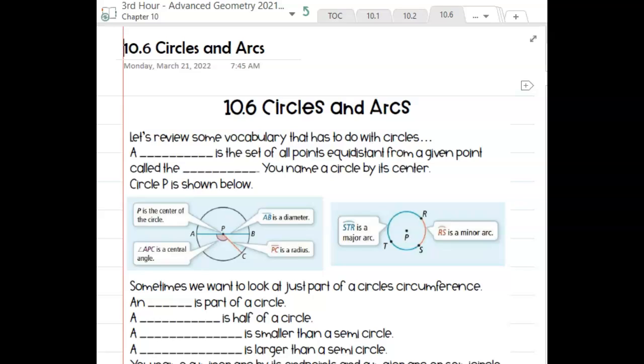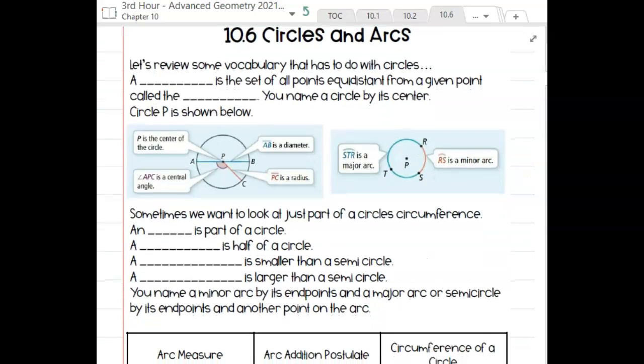Okay, today we're going to talk about circles and arcs. We've talked about circles just a little bit. We're going to really, the next few sections, really dive into circles. So first thing, let's review some vocabulary that will be very helpful when talking about circles.